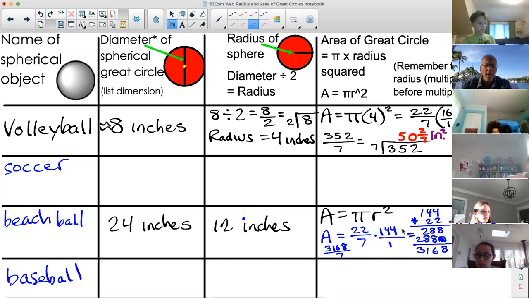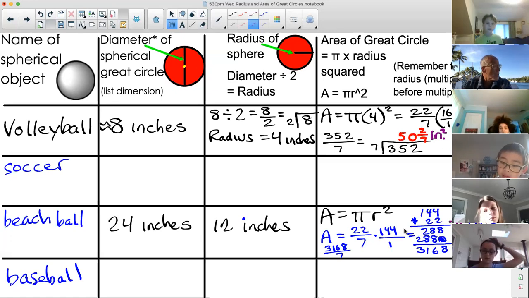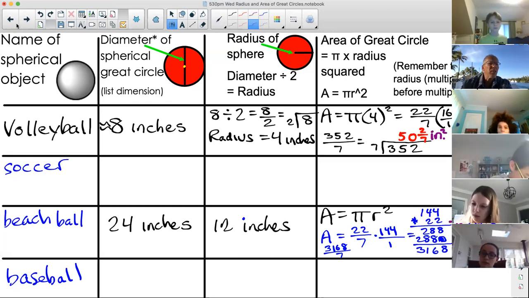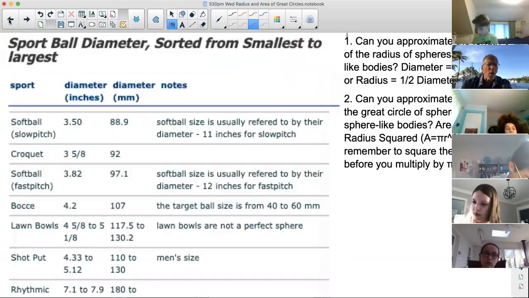How about you, Adalia? I forgot that you had to, what's the word, square the radius. I realized just after I finished that I did it that way, so I had to restart and didn't finish. Excellent point. Now, let's look at baseball and soccer.